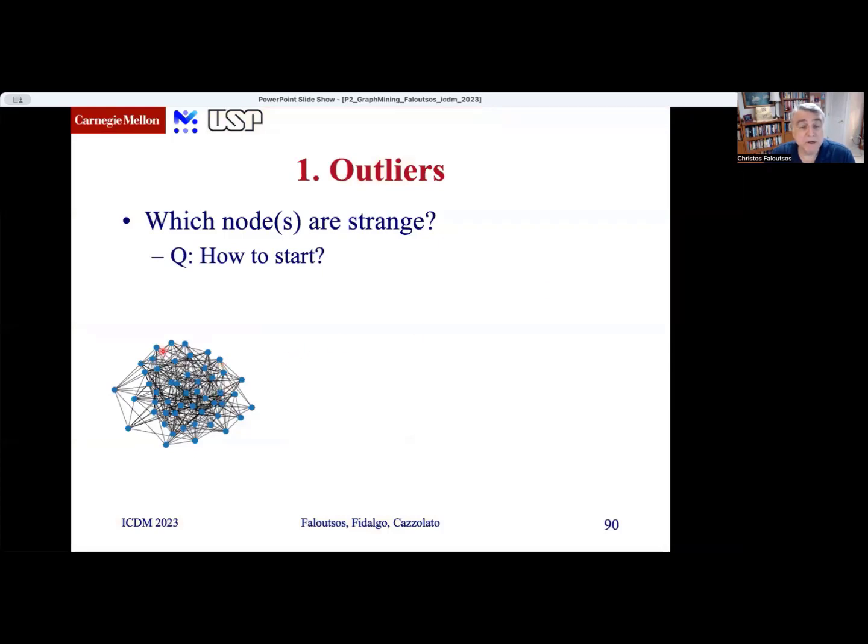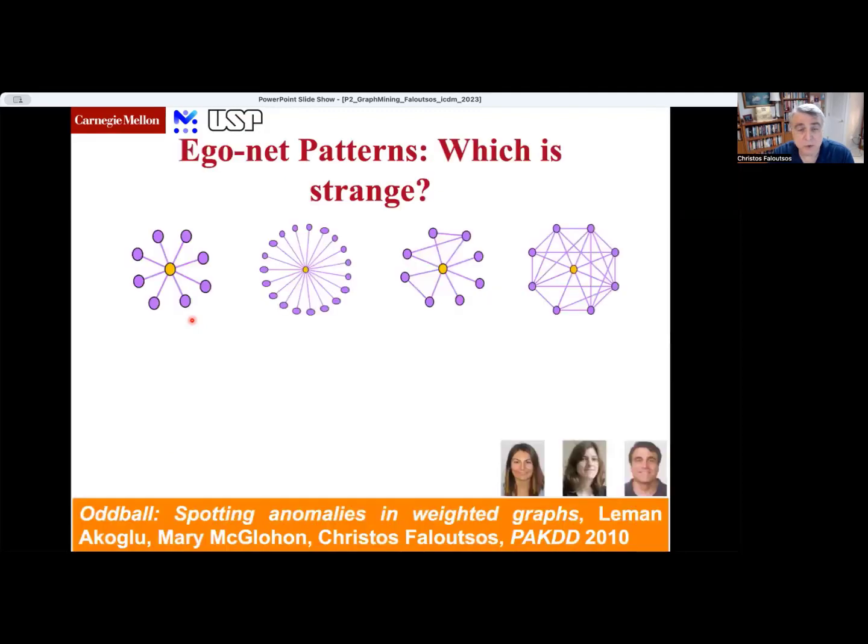So, problem number one, given a graph, how do we find outliers? How do we find nodes that are strange? They have rare behavior. The meta question is, how do we start? What should we do? Probably there are many answers. There are infinite answers, actually. One very promising direction is to look at the egonet of every node. Egonet is everybody who's one step away from this node, and extract features. How many nodes are in the egonet, how many edges are in the egonet, and so on and so forth.